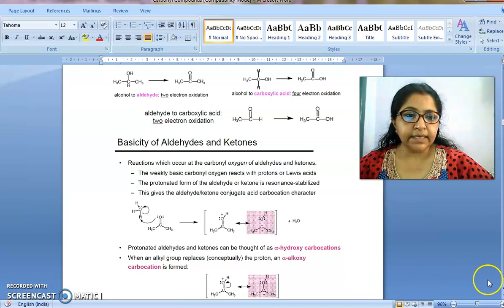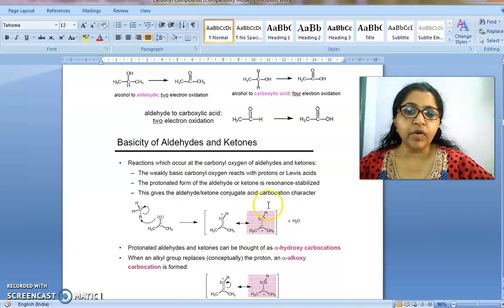Let us see the next topic. The protonated aldehydes and ketones can be thought of as alpha hydroxy carbocations. So here we will call this an alpha hydroxy carbocation. When an alkyl group replaces the proton, the alpha alkoxy carbocation is formed.